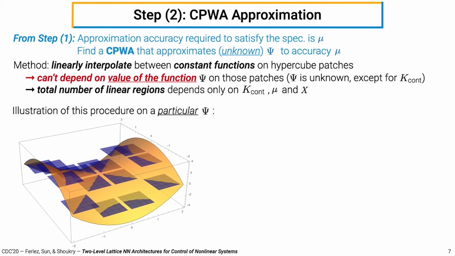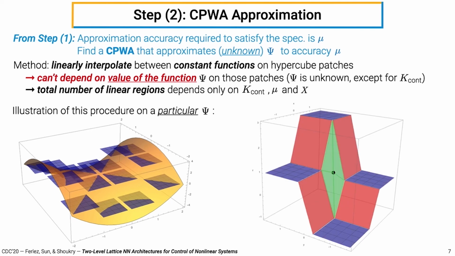So in the figure on the screen now, you can see what constant functions look like on a regular non-overlapping grid of hypercube patches. And in particular, the constant values on these patches are taken as values of psi within the patch. This leaves the problem of interpolating between these constant functions in a continuous and linear fashion. And so in this paper, we show that this can be done consistently.